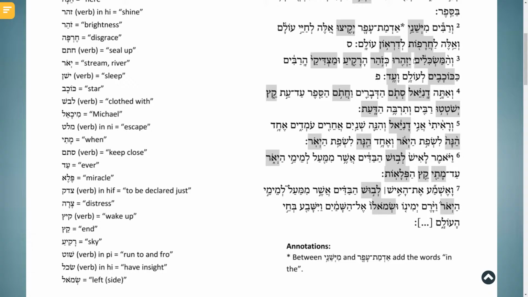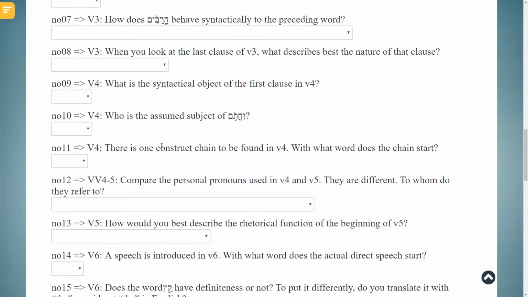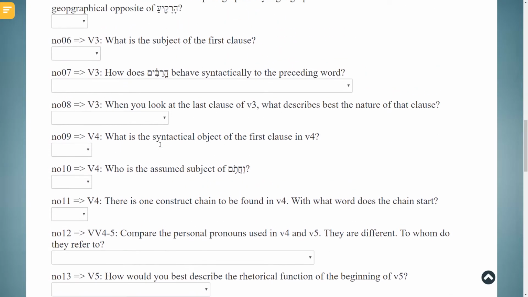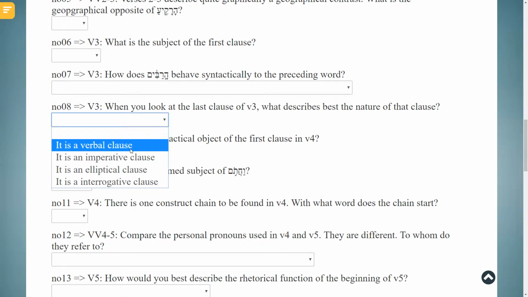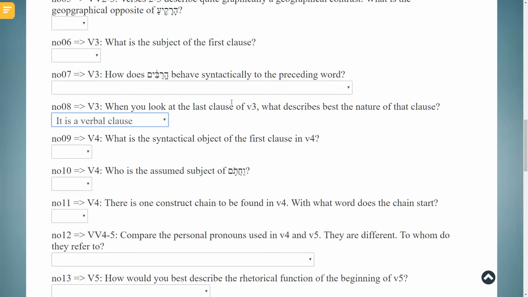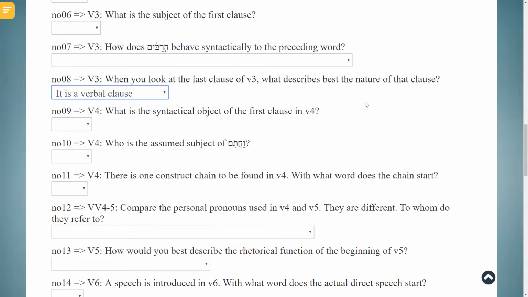It starts with yasiru. So this would be a verbal clause. So you see, your students absolutely need to be able to identify clauses, clause beginnings, clause ends. What is the syntactical object of the first clause in verse 4? So you need to identify phrases, and here an object phrase.